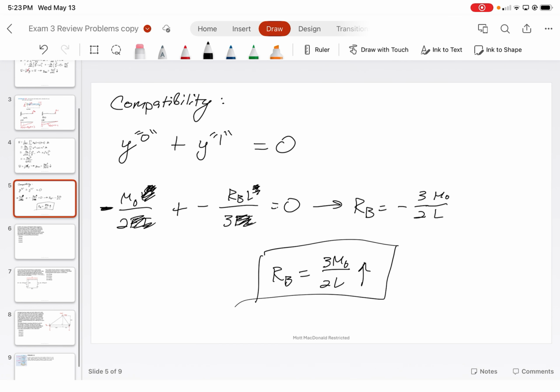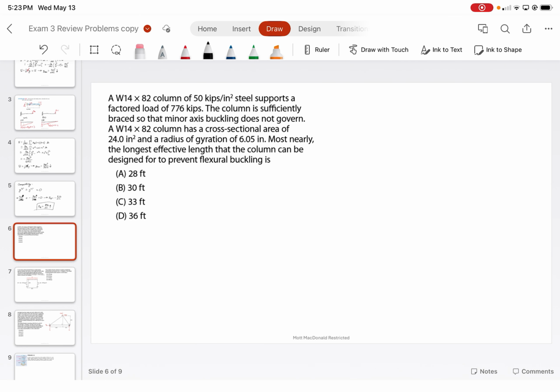Now, I've got another example here. A W14 by 82 column of 50 KSI steel supports a factored load of 776 kips. So that's your design force. A factored load is just another way of saying a load with some factor of safety included in it. The column is sufficiently braced so that minor axis buckling does not govern. A W14 by 82 column has a cross-sectional area of 24 inches squared and a radius of gyration of 6.05 inches. Most nearly, what is the longest effective length that the column can be designed for to prevent buckling?